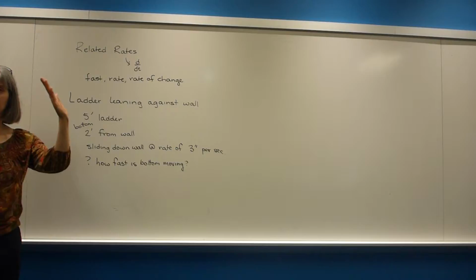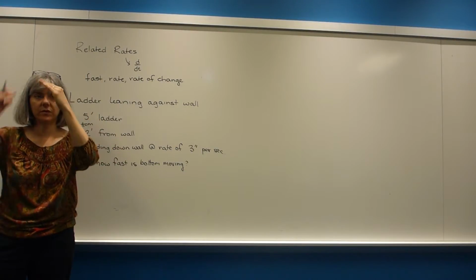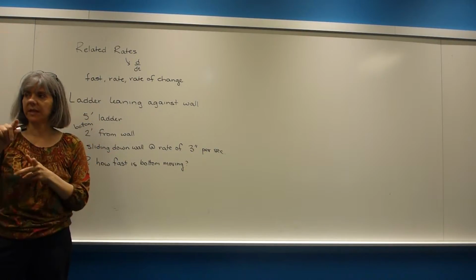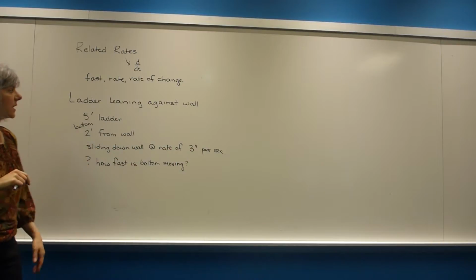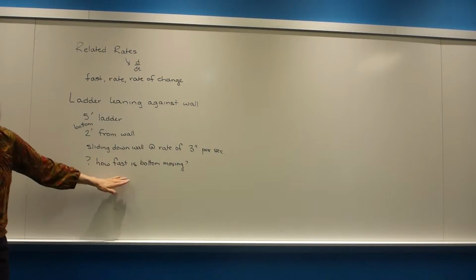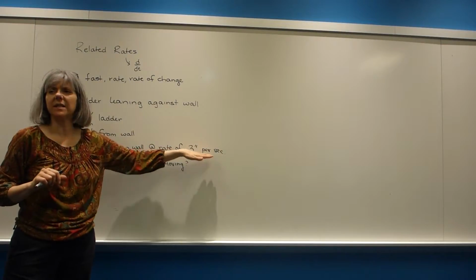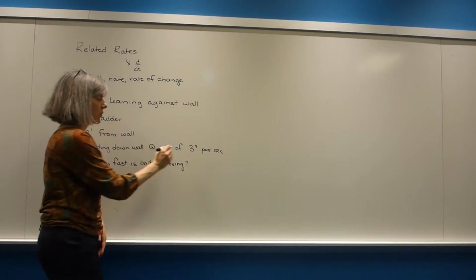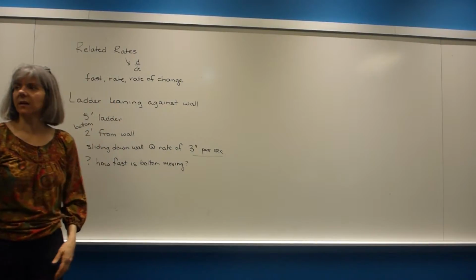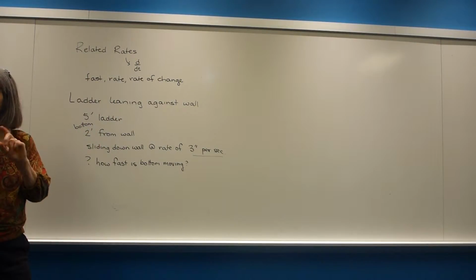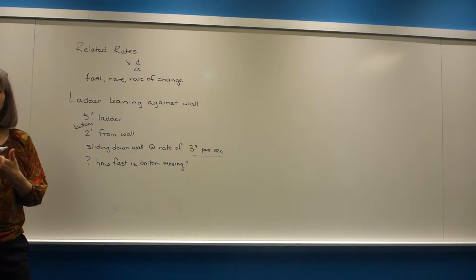Everyone's got the picture? Ladder leaning against the wall, sliding down, so the top's coming down, so the bottom's sliding out. Okay, so the question, how fast? As soon as I see how fast, and I also know that it's sliding down, and anytime I see per time, so many units per time, I know that I've got a rate there also. So anytime you see 2 rates in an equation, good chance that you're going to need to relate those rates.